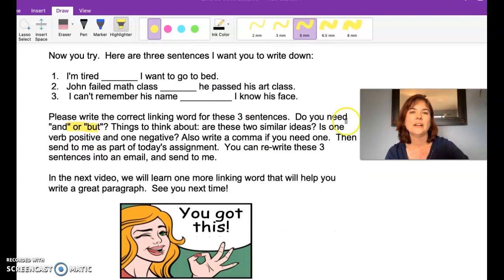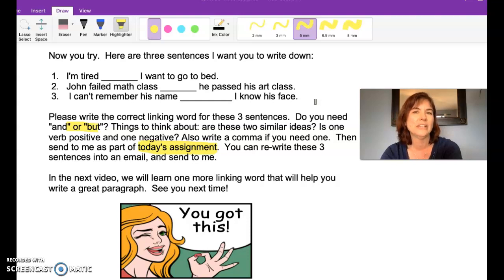Now this one here, guys, this is going to be part of today's assignment. I'm highlighting that so you know. Write these three sentences down. Okay, I'm tired, blank. I want to go to bed. John failed math class, blank, he passed his art class. I can't remember his name, blank, I know his face. Okay, so write those down. You can also pause the video and write them down or just take a picture.